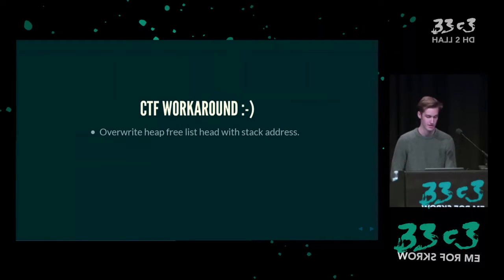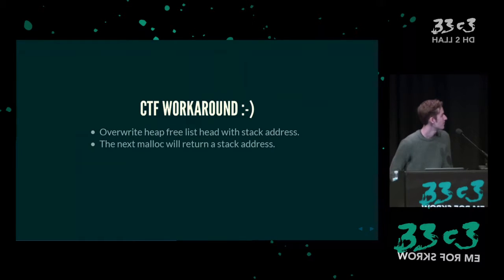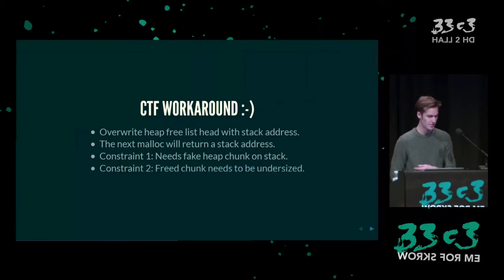Overwrite the heap free list head with a stack address. And so on the next malloc, we just return that stack address and read into it. So there's a couple of constraints on this. And the first one's really normal, like this is every pivot to stack heap thing. You have to make sure that you have a heap chunk on the stack.